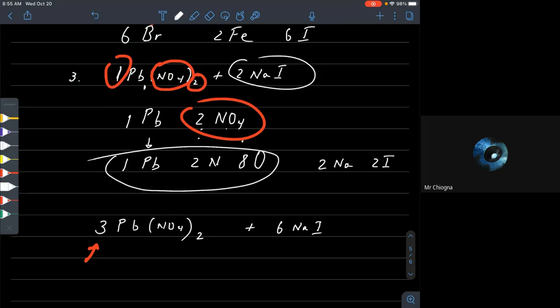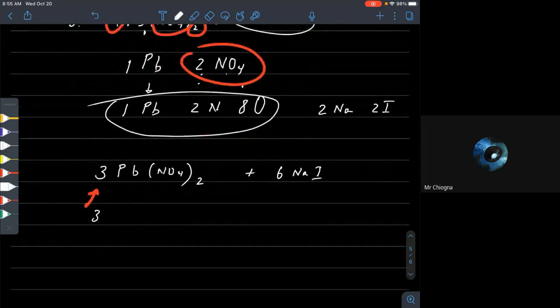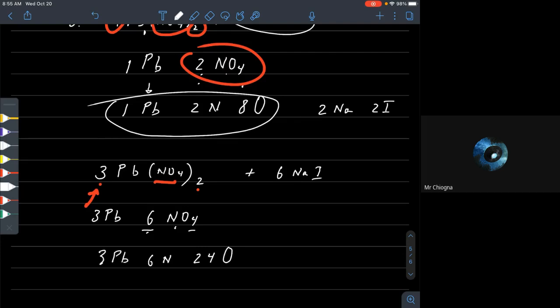What do you think? How many lead? Good. 3 lead. Now let's do this one step at a time. How many nitrate? This is nitrate here. 3 times, yeah, so 6 nitrate. We're not done though. We have to go further. We now have to take this number and multiply it by the subscripts. So 6 times 1 is 6 nitrogen. 6 times 4 is 24 oxygen. And then the rest is pretty easy. Does that make sense?